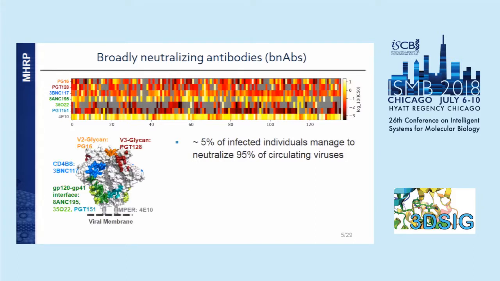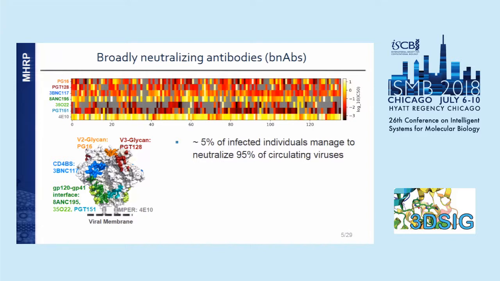And structural studies have revealed several typical epitope sites, which are the sites targeted by antibodies. For example, the V2 glycan, V3 glycan, CD4 binding site, the gp120-gp41 interface, and the MPER region.